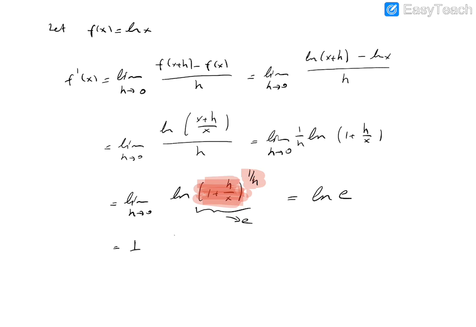No, I made some mistake, because here this is h over x, this is 1 over h, that's correct, but what is the formula? Okay, let's recall that formula. So what is this formula? Recall.